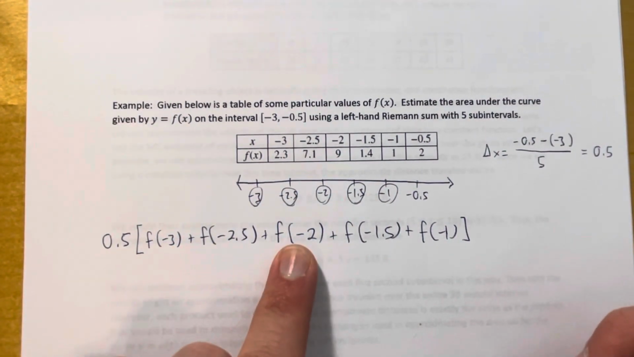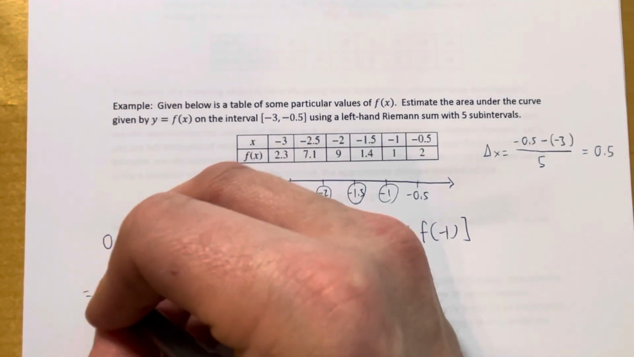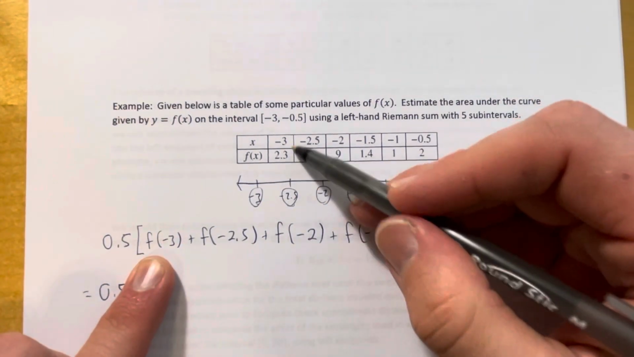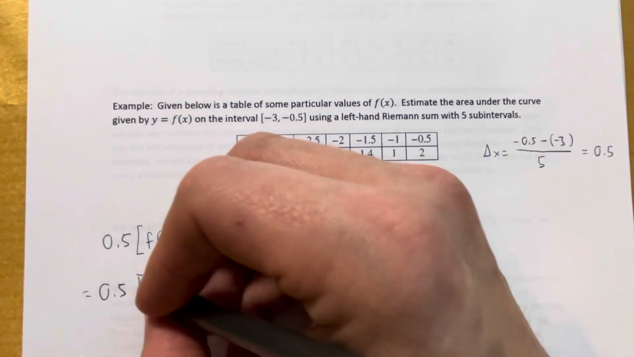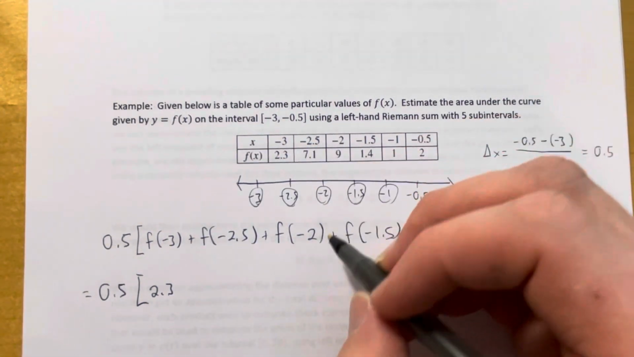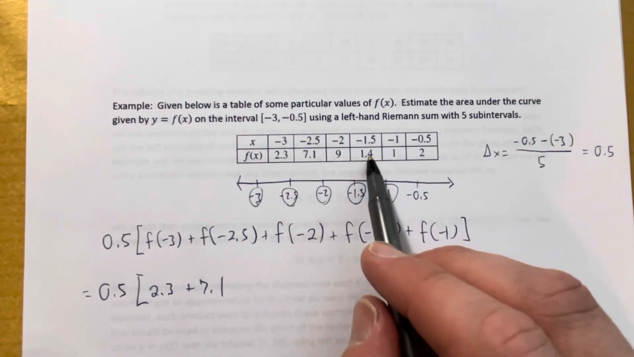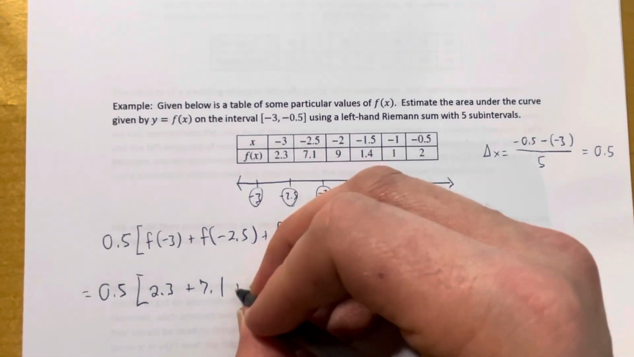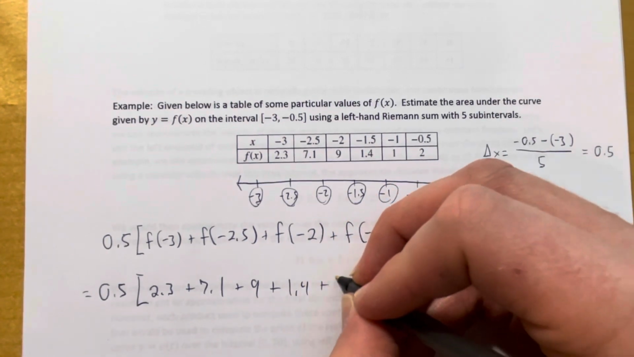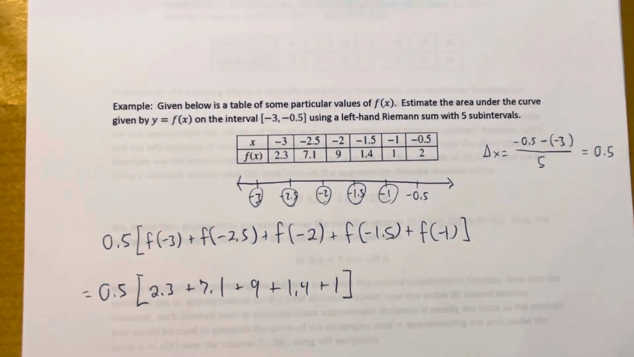How do we get these values? Well, we are told in the table what each one of these is equal to. We're told that f of -3, for example, is 2.3. And that f of -2.5 is 7.1. And you notice I'm just using all of these values except for the 2. So that would be plus 9, plus 1.4, plus 1. 1, 2, 3, 4, 5. 1 for each rectangle that we would be constructing there.